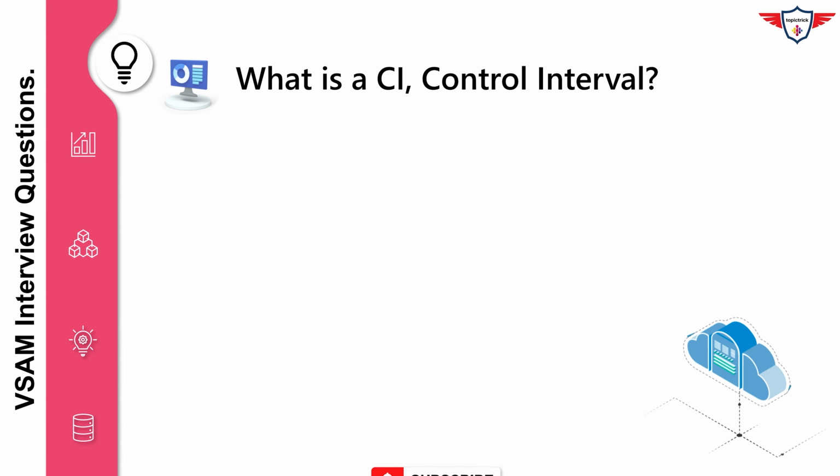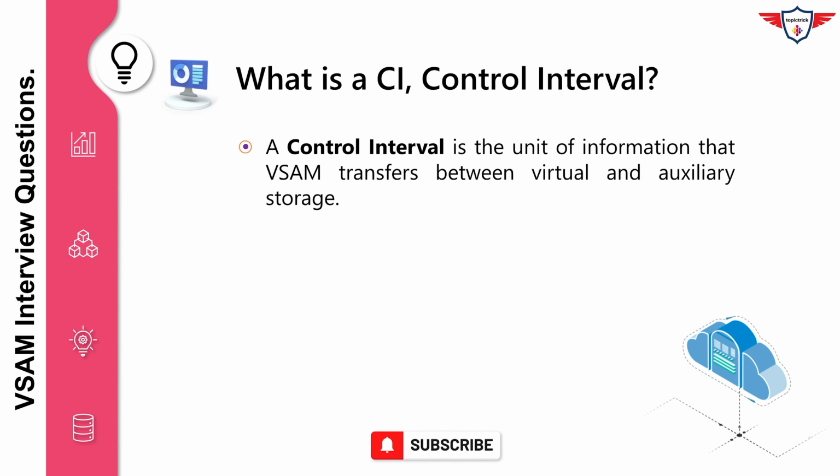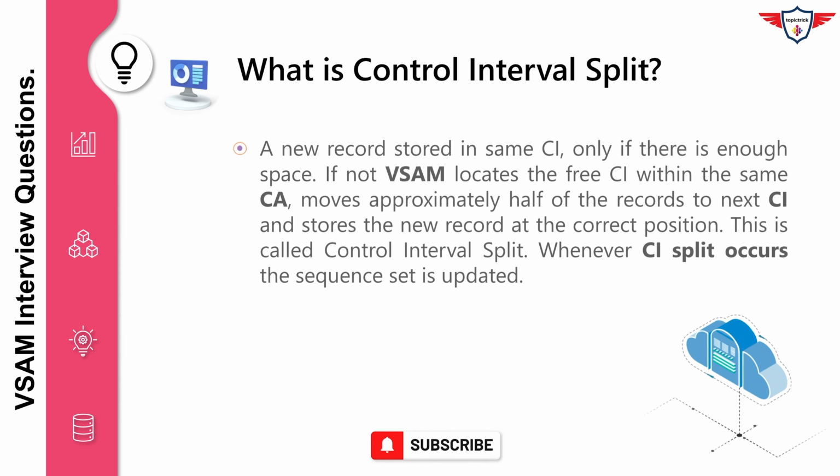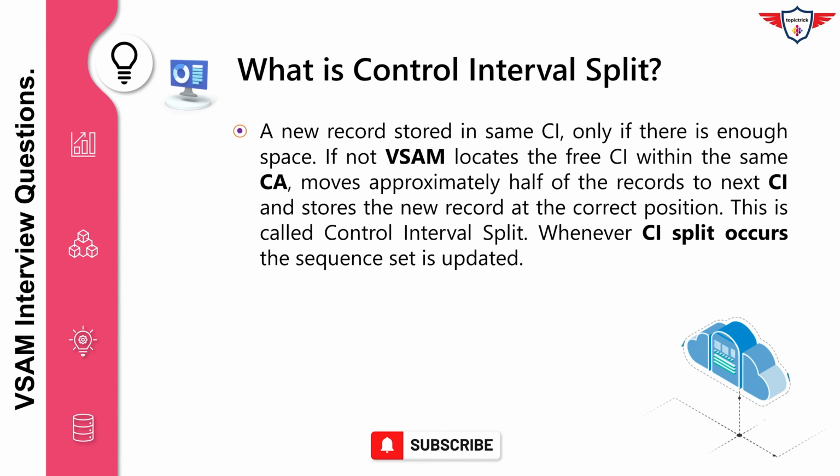What is a control interval, CI? A control interval is the unit of information that VSAM transfers between virtual and auxiliary storage. What is control interval split? A new record is stored in the same CI only if there is enough space. If not, then VSAM locates a free CI within the same CA, moves approximately half of the records to the next CI, and stores the new record at the correct position. This is called control interval split. Whenever a CI split occurs, the sequence set is updated.